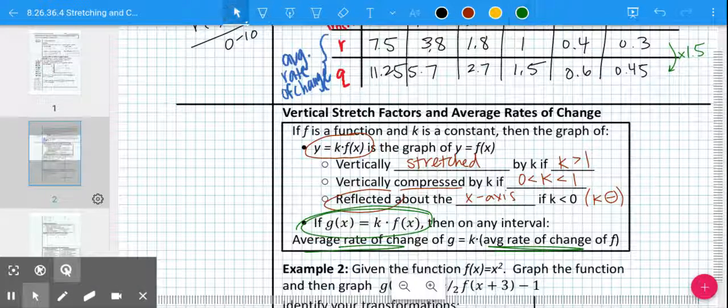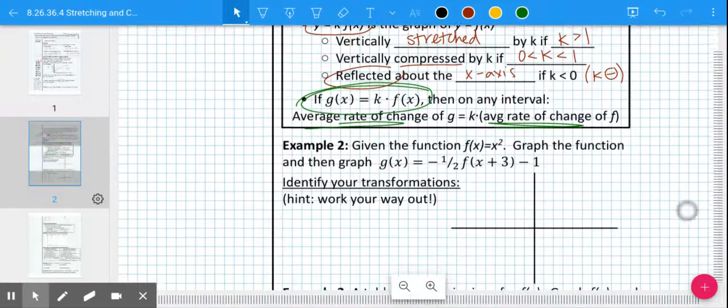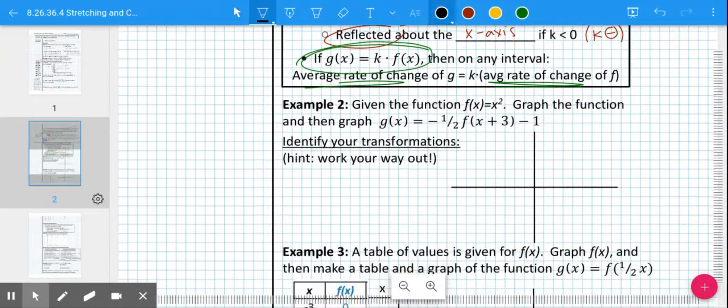Now, moving on to example 2, we are given the function again, y equals x squared. So we're going to go ahead and graph that: 1, 1, 2, 4. I like to reflect those over. And this is just my parent function for quadratics, right? And we're going to go ahead and make this new function. And I don't have an equation. I only have it in terms of transformations.